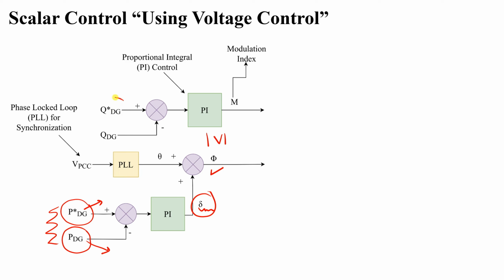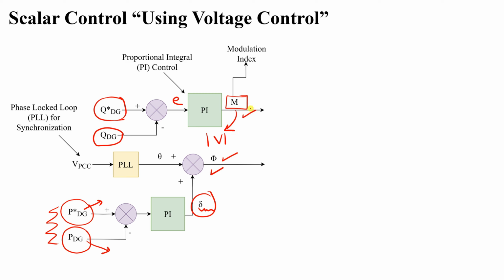Similarly, the difference between the Q required of the DG and the Q which is taken right now, whatever the mode of operation, the error will be given to another PI controller that gives us the modulation index, which is the magnitude of voltage. How much voltage is needed at the terminal of our friend, the inverter. So now we obtained amplitude and we obtained angle.